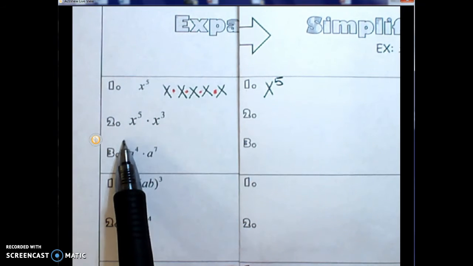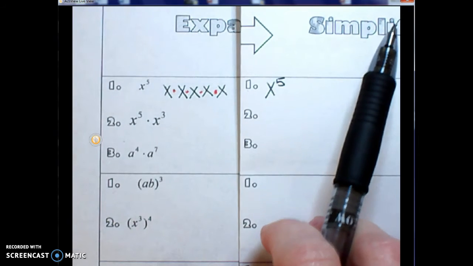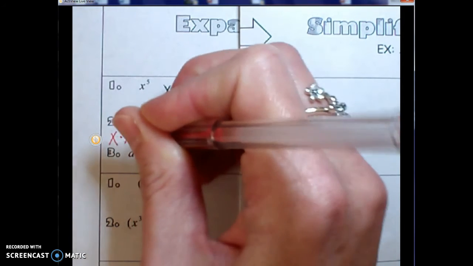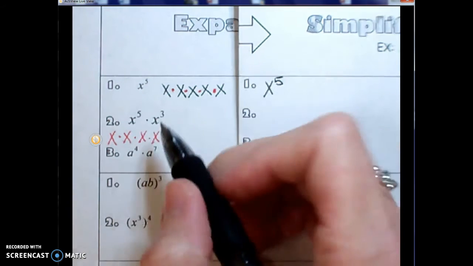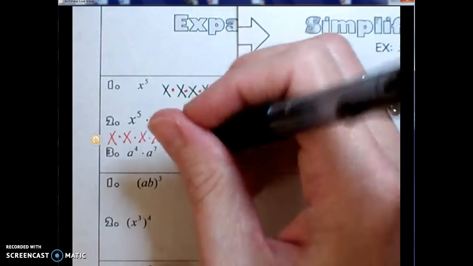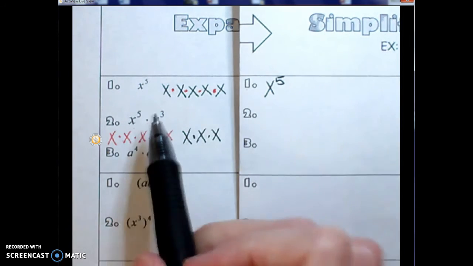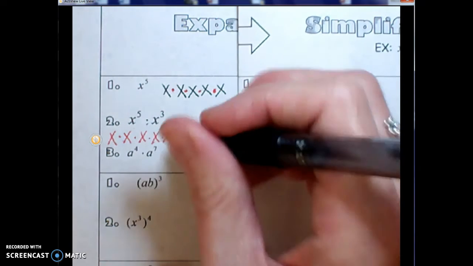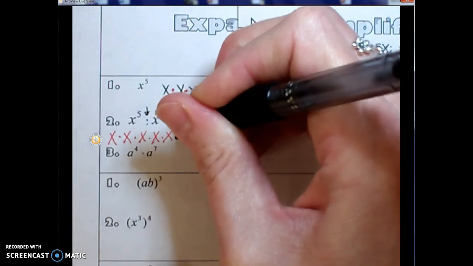So let's look at problem number 2. On the expanded side, I have x to the 5th power. So how many x's am I going to list out here? 5. So I'm going to make my list. They're all attached through multiplication. Then I have x to the 3rd power. So how many x's is that? 3. Those 3 are all attached through multiplication. If I look at my x to the 5th and x to the 3rd in the original problem, they are also being multiplied together. So I'm going to put that multiplication symbol in my problem to connect them.